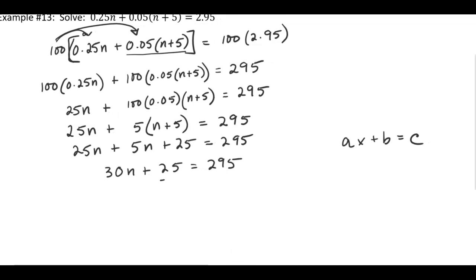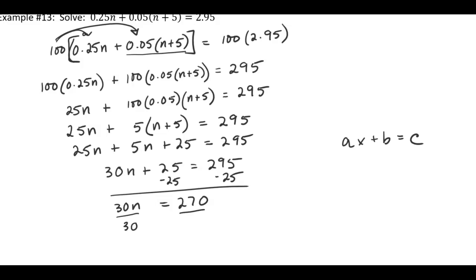But now we're going to subtract 25 from both sides. So I'll have 30n equals 270. Yeah, that looks right. Divide both sides by 30. And I think we're going to get 9 here. N equals 9. Okay.